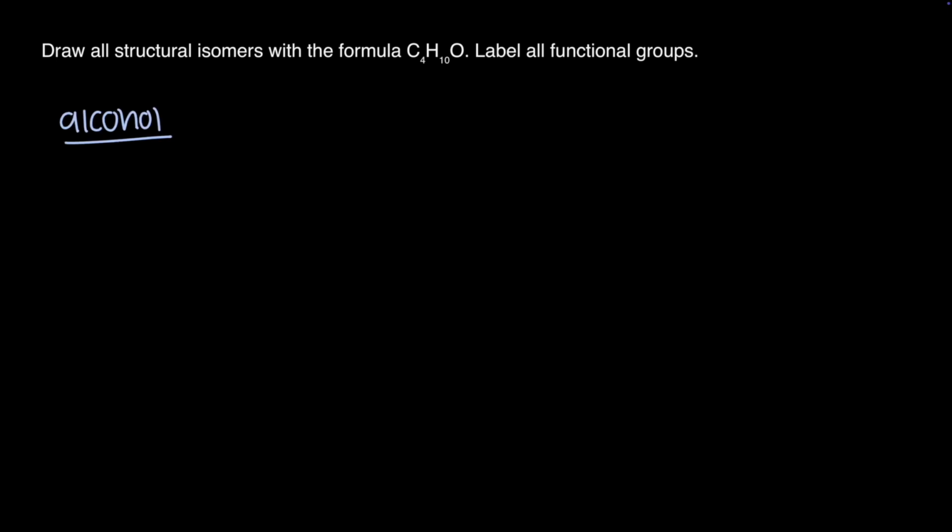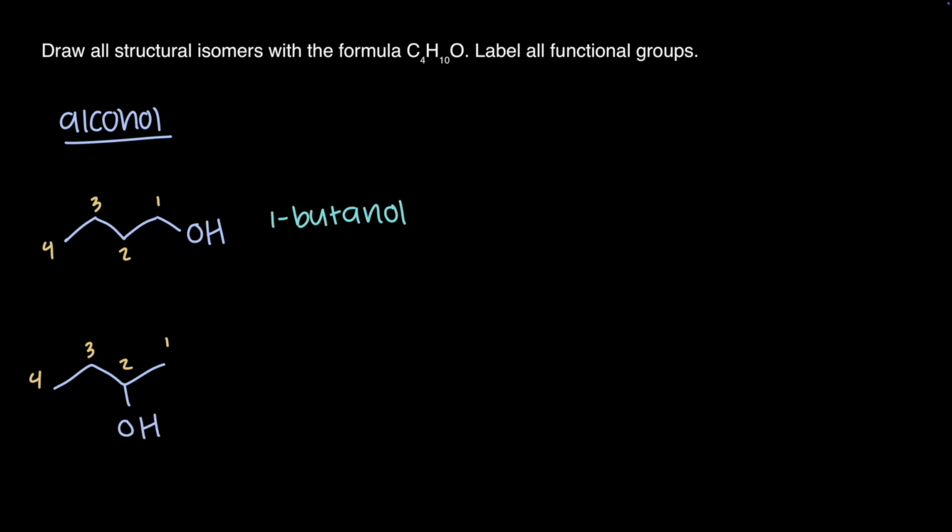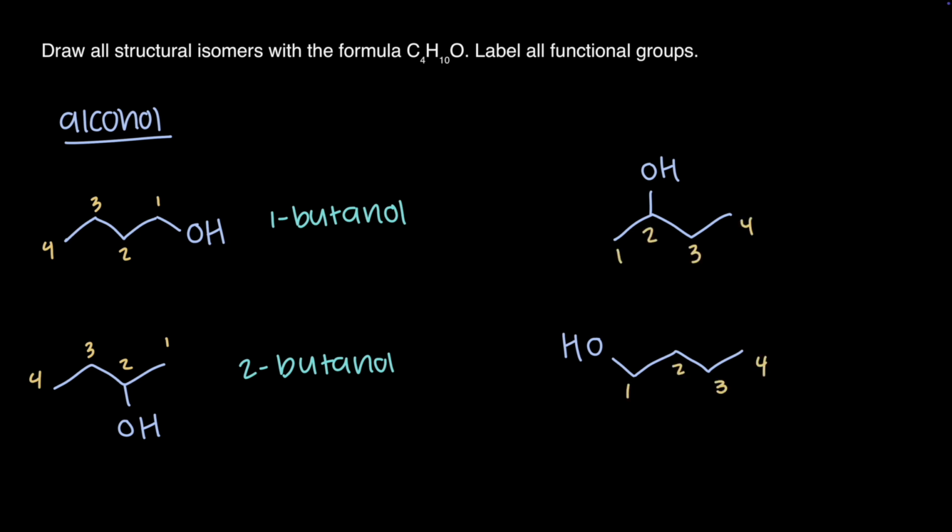Starting with alcohols, I can have a 4-carbon chain with an OH group at C1. This will be called 1-butanol. Before changing the carbon chain, I can place the OH group at C2 to make 2-butanol. If I tried to put the OH group at C3 and C4, we would just start numbering from the opposite direction, so these compounds would not have new names.